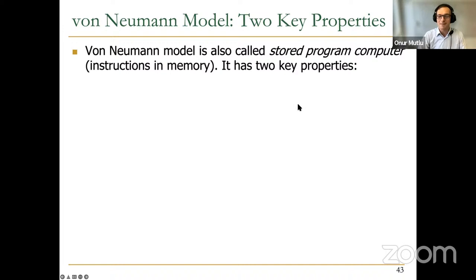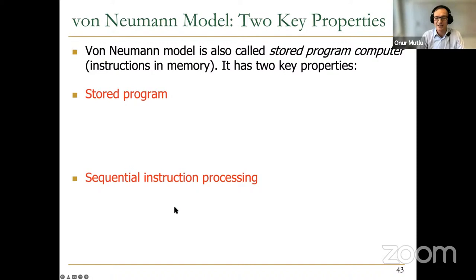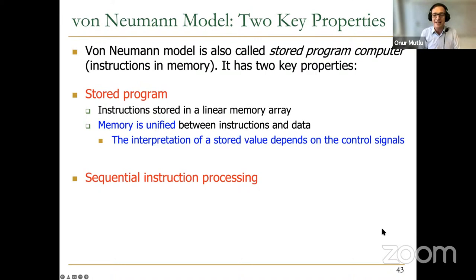It has two key properties. The first one is stored program, and the second one is what I already talked about, sequential instruction processing. But let's cover them both again. So stored program says instructions are stored in a linear memory array. So you have memory. Memory stores both instructions and data. And memory is unified between instructions and data, as I said.